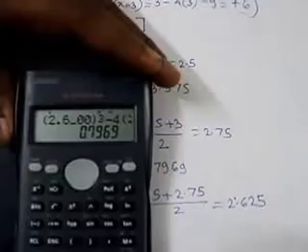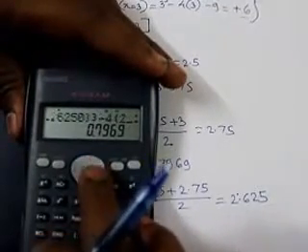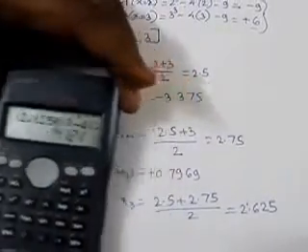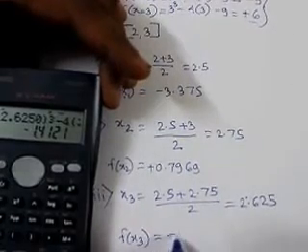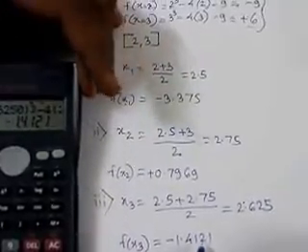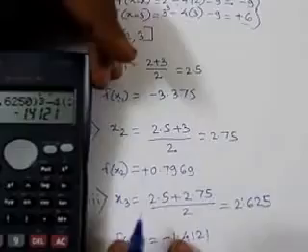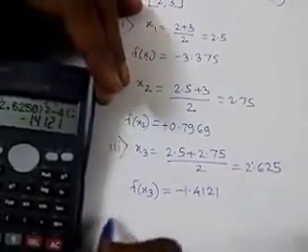Let's see what happens now. 2.625 cube minus 4 into bracket 2.625. Let's see what happens. So f of x3 is minus 1.4121. This is a negative and the previous one is a positive, which means our next root is going to lie between x3 and x2.